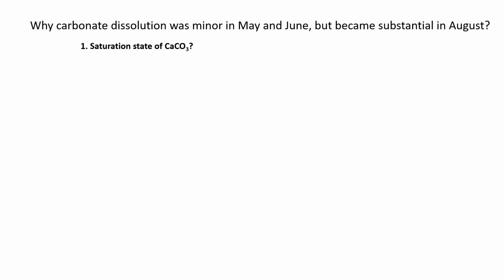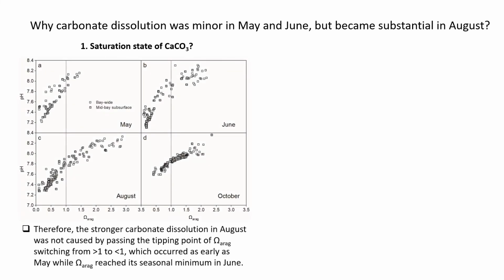This is the pH against omega in the four cruises. We can see that omega of mid-bay subsurface water was all below 1. Therefore, the stronger carbonate dissolution in August was not caused by passing the tipping point of omega switching from larger than 1 to less than 1. That leads us to speculate that the seasonal carbonate dissolution pattern was controlled by the supply from an external source of calcium carbonate solids. We next sought to identify sources of calcium carbonate production.